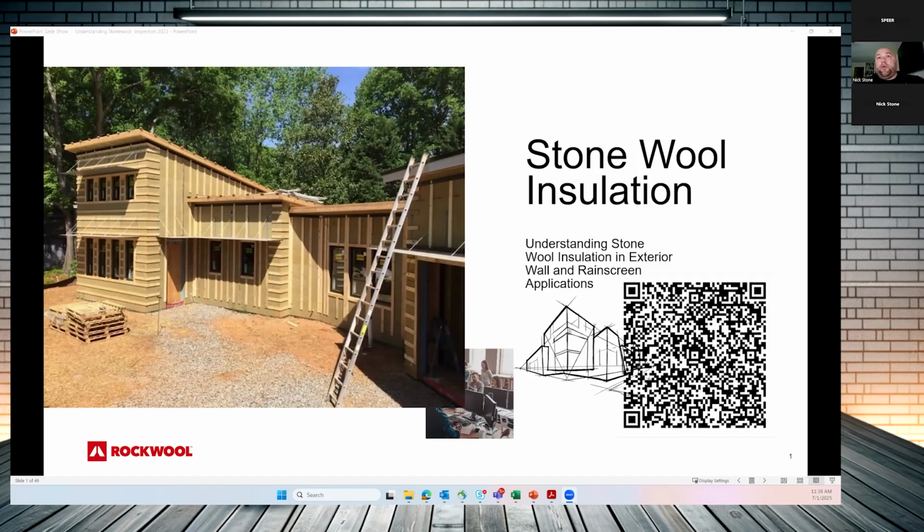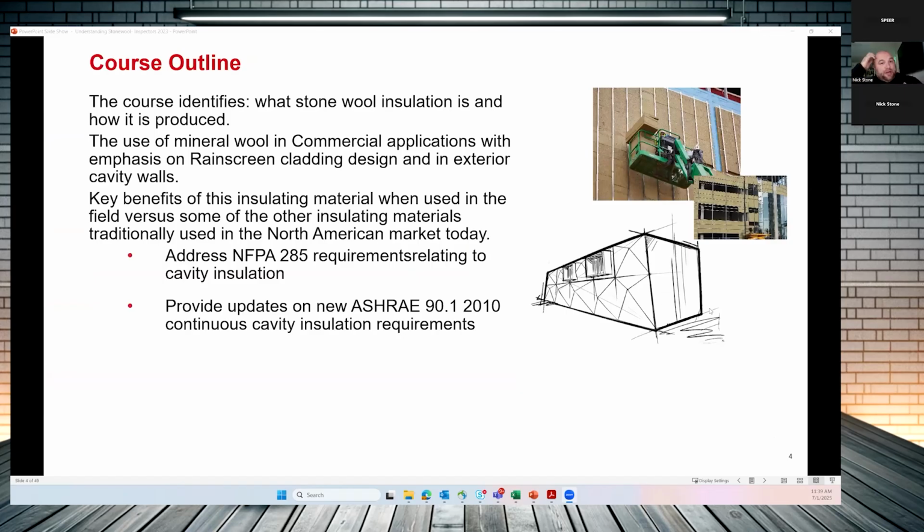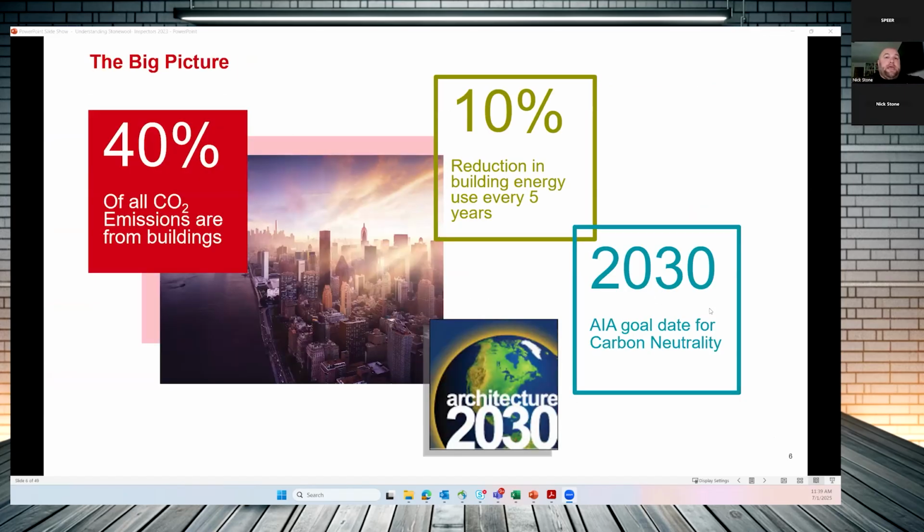So today we're going to be going through understanding stone wool insulation with a focus on exterior insulation and rain screen applications. Some of these slides you'll find that I kind of breeze through. The big reason for that is I'm trying to get to some of these details at the end, some of the building science, some of the stuff that I think from a day-to-day perspective, you will find quite interesting. Big picture speaking, 40% of all CO2 emissions are coming from buildings.